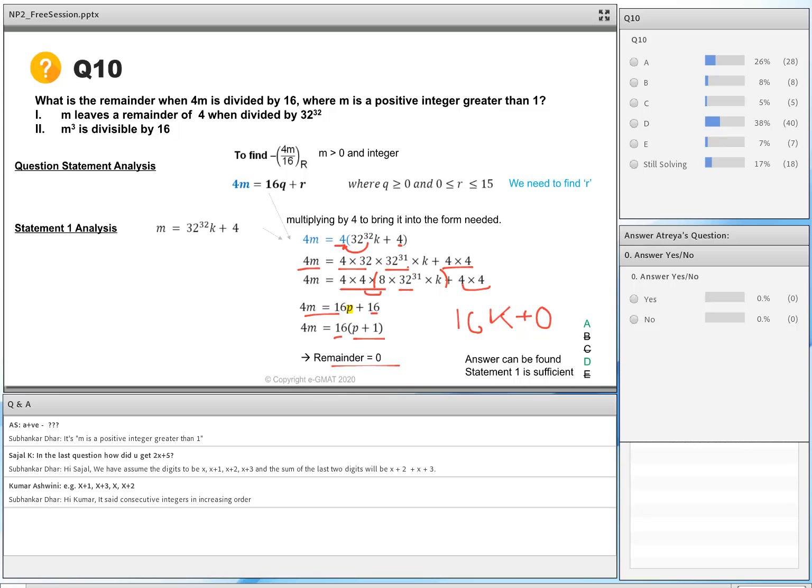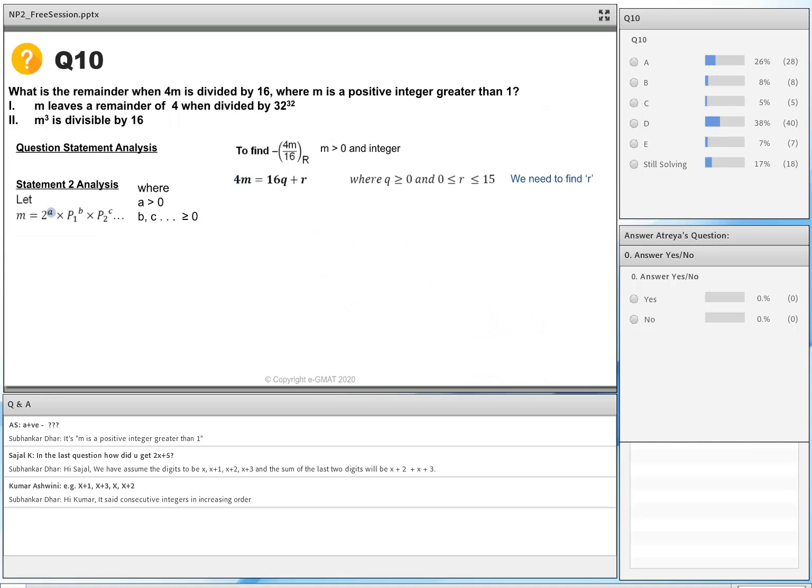The second statement is a bit difficult statement to comprehend. And the statement gives me what? It tells me that the value of m cube is divisible by 16. So essentially, m cube is divisible by 16. Now let me write m to be equal to 2 to the power a times p1 to the power b times p2 to the power c. What are these? I'm writing m in its prime factorized form. So 2, p1, p2 are all the prime factors, a, b, c are the exponents of the prime factors. A very important piece of information to note here is that the exponents cannot be non-integral and they cannot be negative numbers. They can be non-negative numbers, they have to be integral in nature.